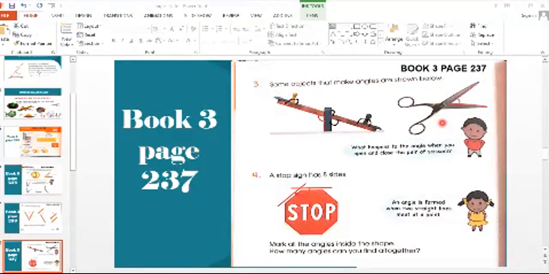Now I'm going to tell you a very interesting example. These kinds of signboards we always see when we are moving out near the roads. A stop sign has 8 sides. What are the sides? Now you need to remember what the sides are. Whenever two lines meet each other, an angle is formed. This is something that you have learned. Whenever two lines meet at a point, an angle is formed.